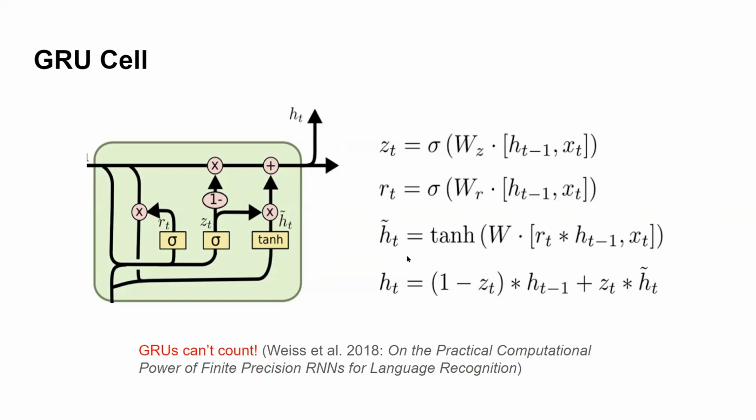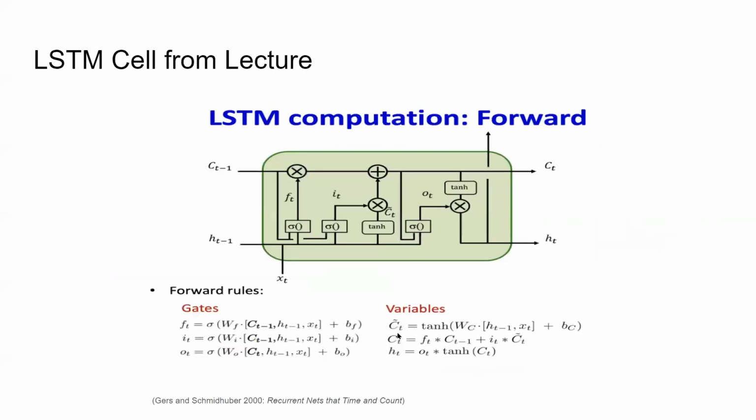This is because if you look at the equations of GRU, the tanh in the third equation bounds the value of ht tilde between -1 and 1. And also, since the value of zt is between 0 and 1, because this is a sigmoid, when you tie zt and ht tilde together in the fourth equation, the value of ht also becomes bounded between -1 and 1. That's why GRUs can't perform unbounded counting, whereas this is not the case in LSTMs, where the cell state value, that is CT, can be unbounded.